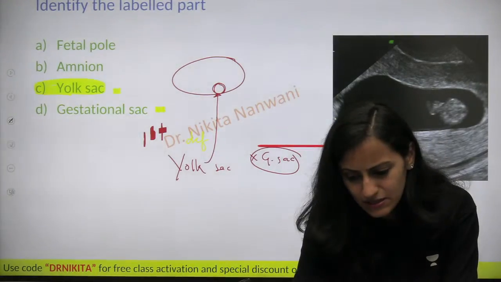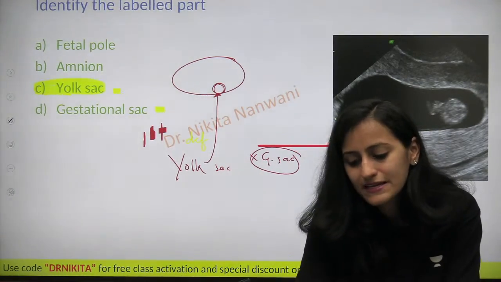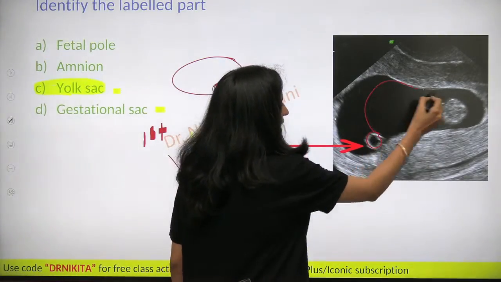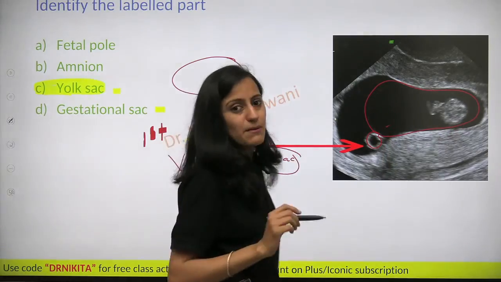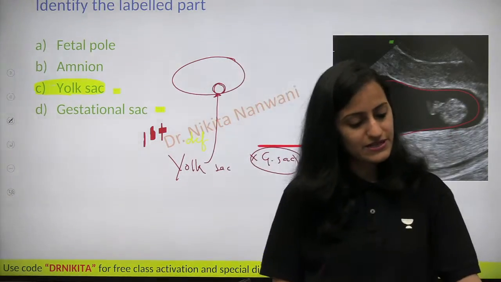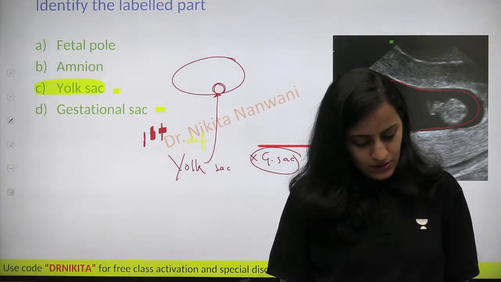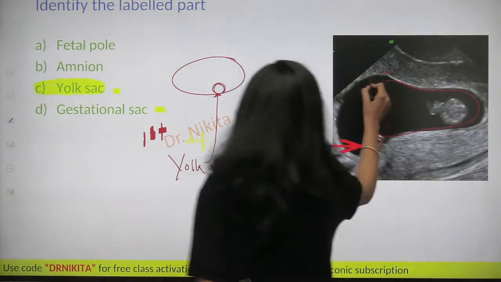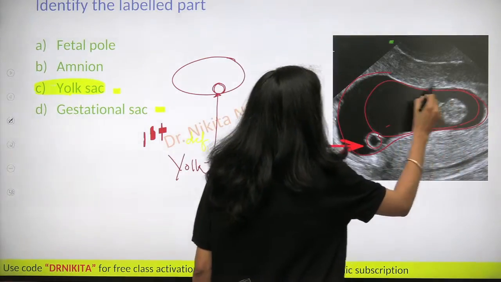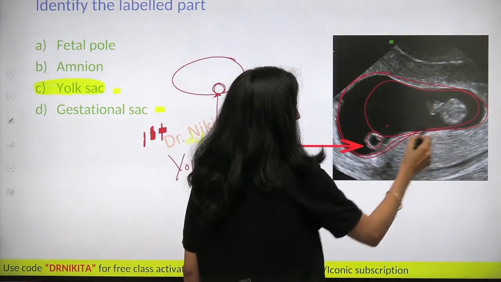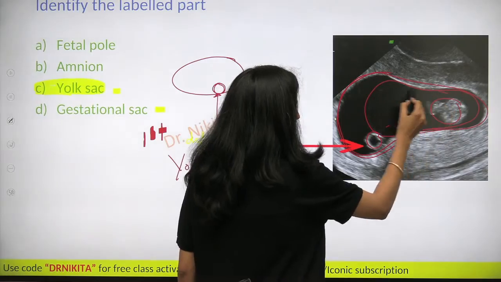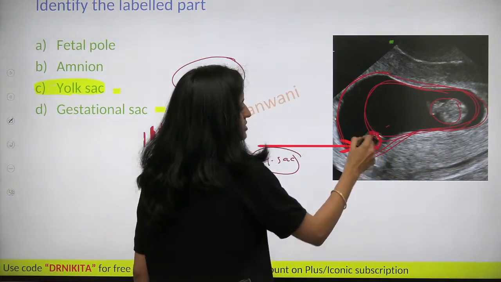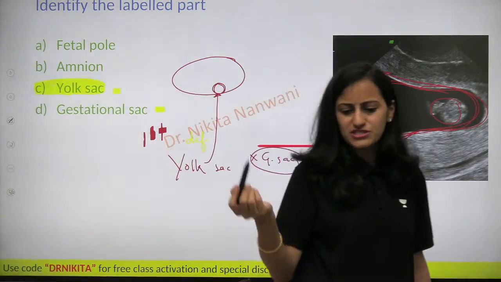The double bleb sign is basically the appearance of this yolk sac and the amnion. So that is your double bleb sign. I think it was asked in one of the recent exams as well. Everyone clear with this? So what is the gestational sac? This entire thing containing the black fluid is the gestational sac. This is the fetal pole. Surrounding the fetal pole is the amnion. Outside the amnion, the small rounded structure is the yolk sac, which disappears later on.